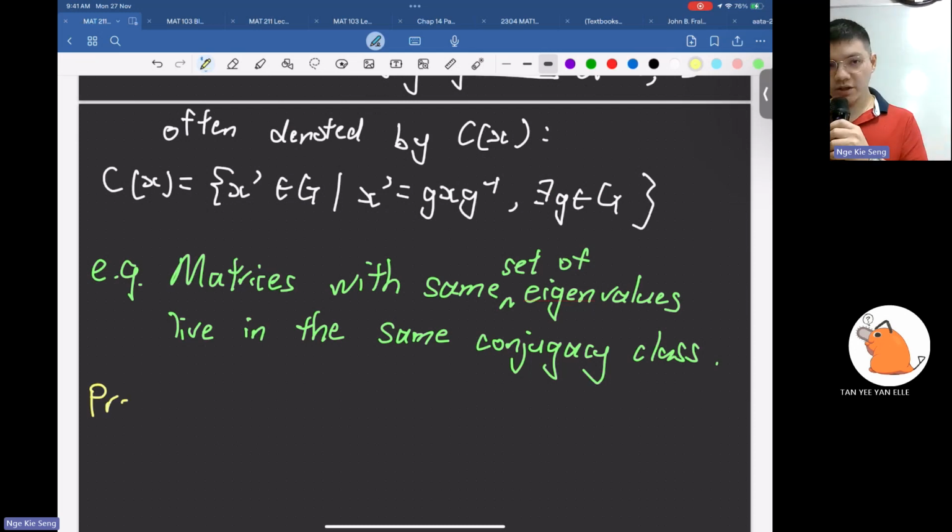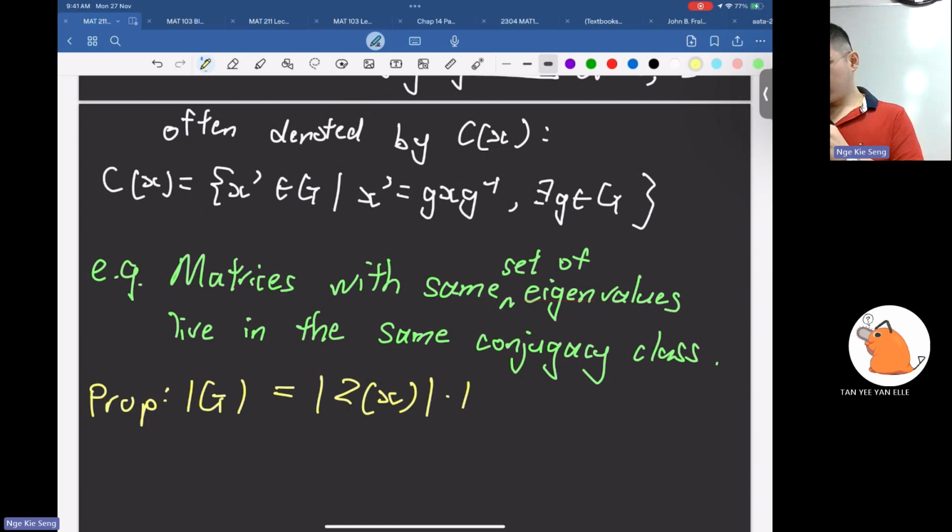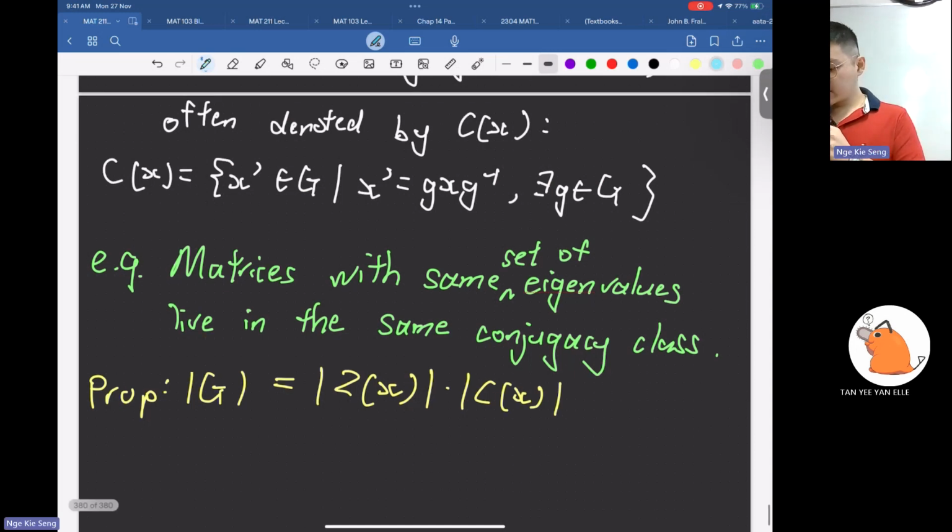So, proposition: the order of the group is the order of the centralizer times the order of the conjugacy class. This is the counting formula.